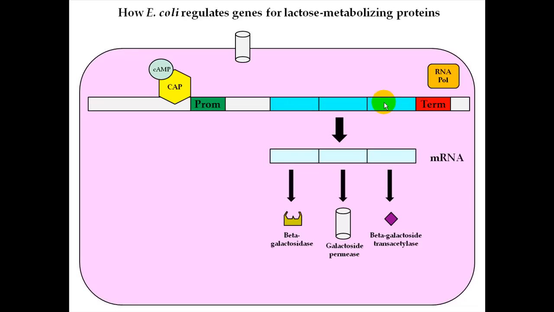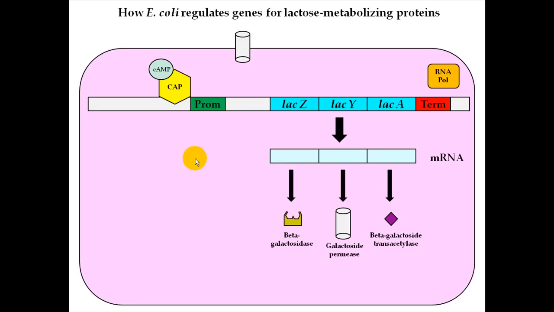It turns out that the gene that's responsible for making each one of these proteins is given a name. So the gene that's responsible for making beta-galactosidase is called the LAC-Z gene. The gene that encodes for galactoside permease is called the LAC-Y gene. And the gene that encodes for beta-galactoside transacetylase is called the LAC-A gene. All right. So again, in order for these genes to get turned on, a couple of things are needed: RNA polymerase and this thing called the CAP.